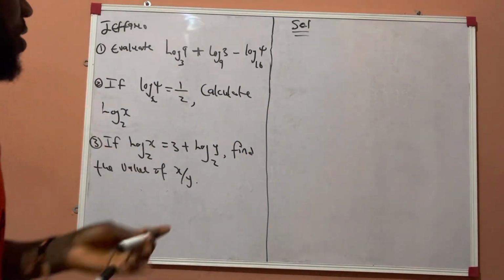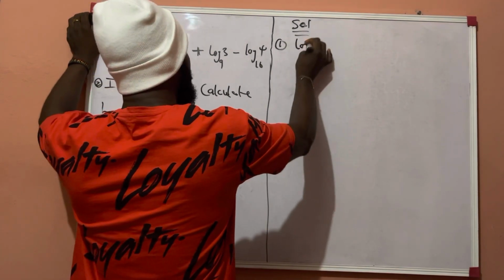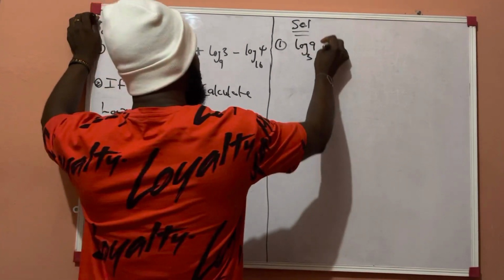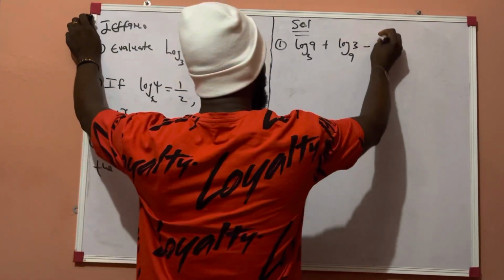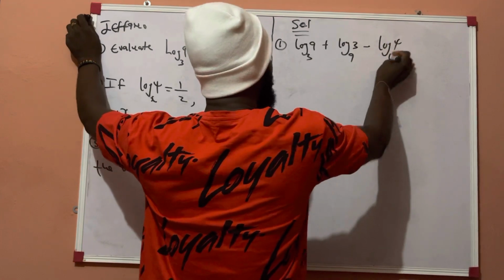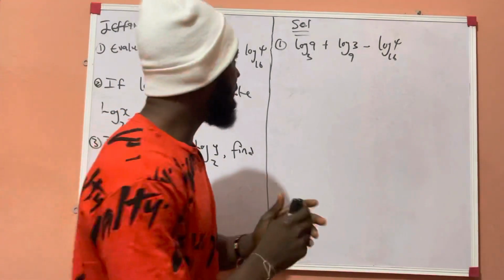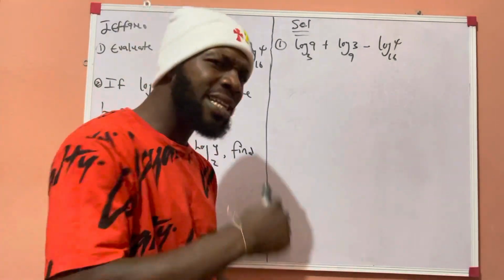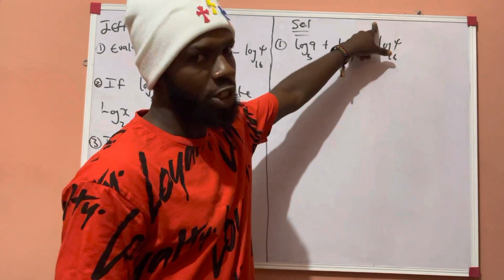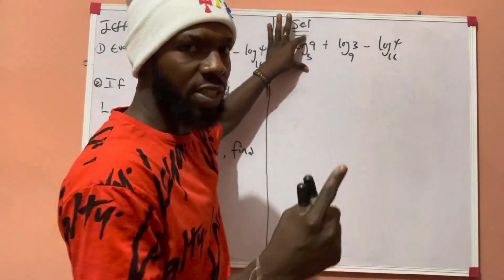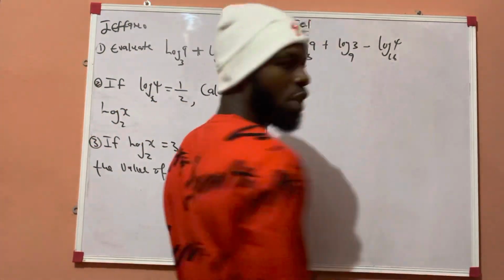Okay, now question number 1 says, evaluate log 9 to the base of 3 plus log 3 to the base of 9 minus log 4 to the base of 16. Now, this is the question they said we should evaluate. If the bases were the same, we could apply the laws of indices, where addition becomes multiplication and subtraction becomes division. But there is no way I can pick one base because the bases are different. So what do we do? We solve this separately, we solve this separately, and we solve this separately.